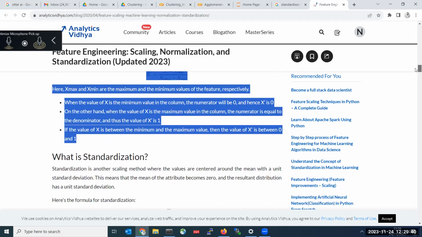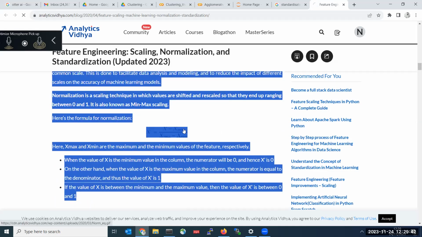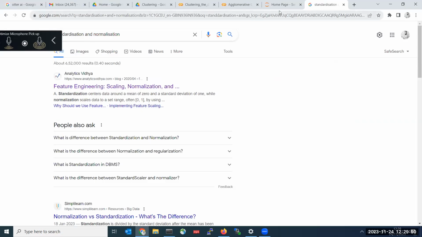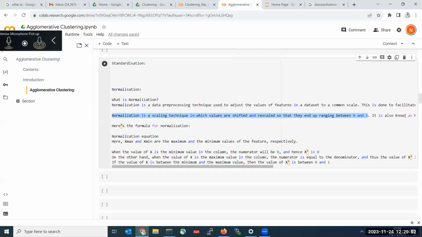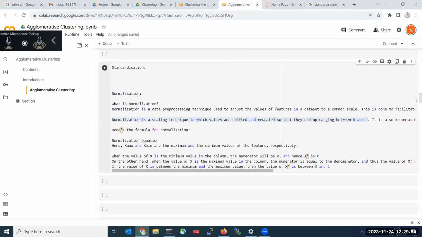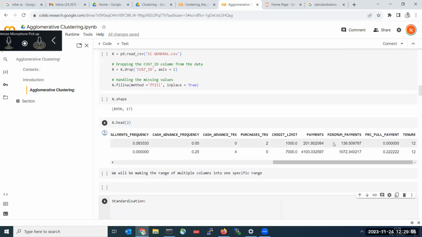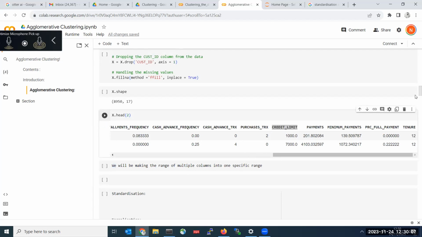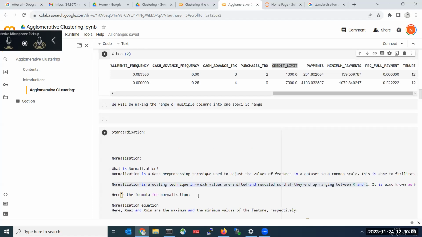Okay, the formula for this normalization is this one. What is this? x minus x minimum divided by x max minus x minimum. So that means in this feature, for example, if I am taking credit limit, I will be taking the maximum value of this column. So what is the maximum value? Let us write the formula.